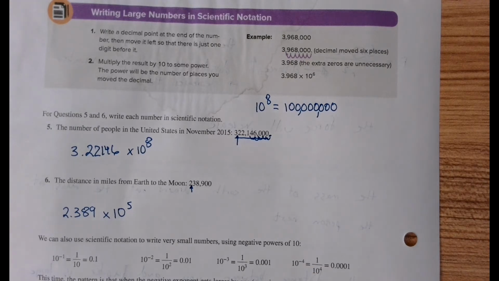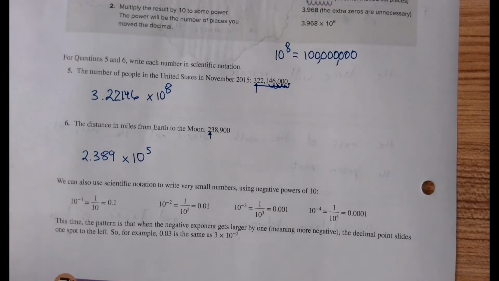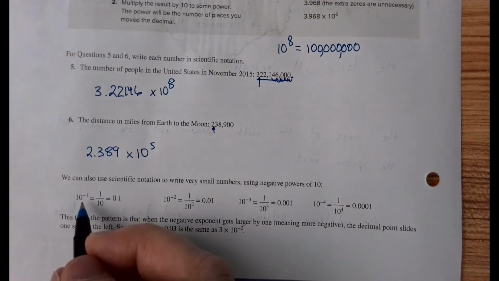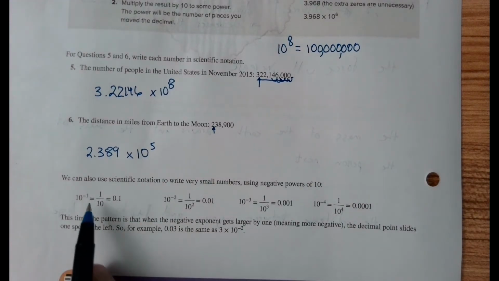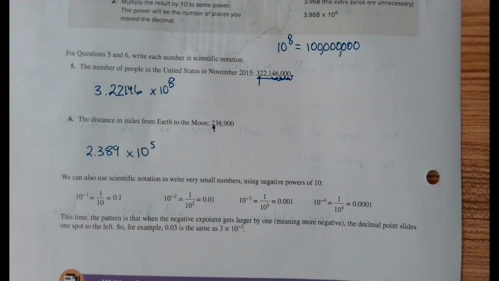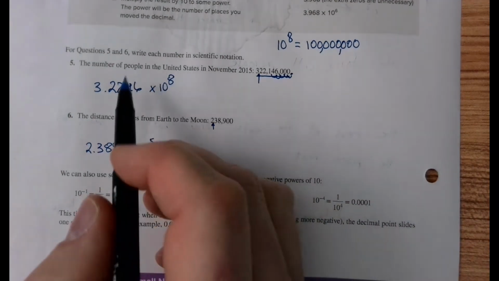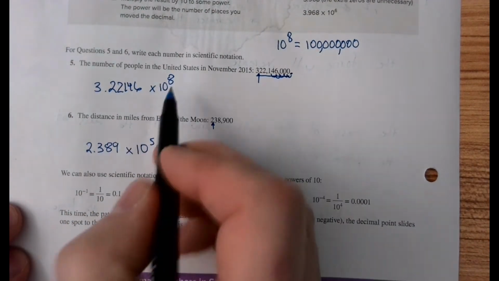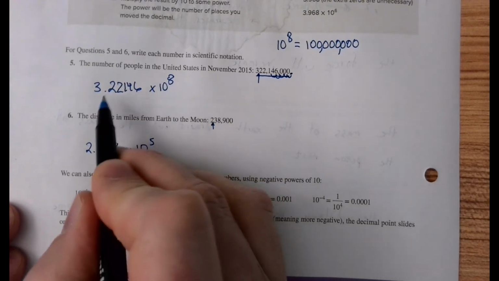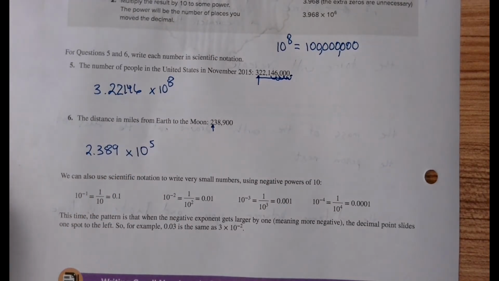Okay, in terms of really tiny numbers, scientific notation is also useful, and we use negative exponents for that because that means division. So 10 to the negative 1 is really 1 divided by 10, which is 0.1. So negative exponents move the decimal place to the left when we multiply by them, whereas positive exponents, when we multiply them, move the decimal place to the right.